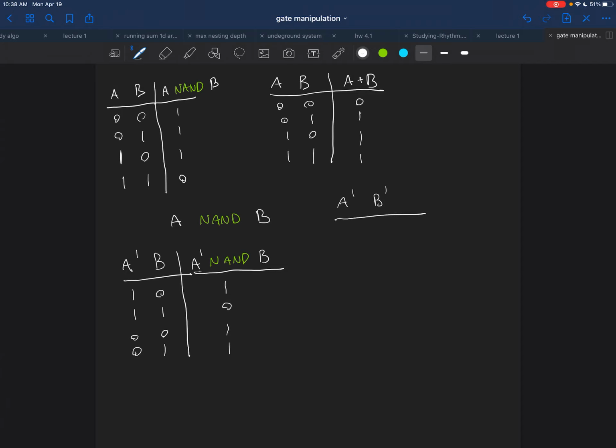But that's a hunch. You would have to work it out to verify it. So, okay, we have A prime and B prime. A prime looks like this, and for B prime you look at B and you get the opposite. So 1, 0, 1, 0.